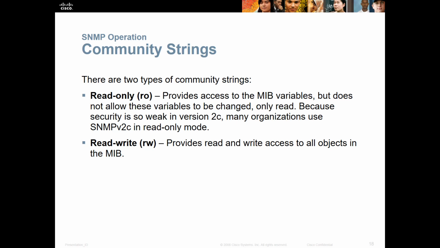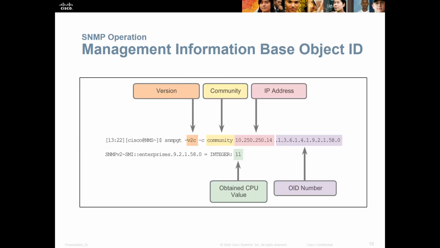All right, so let's go ahead and talk about a management information base MIB object ID. Here we have the SNMP get, the version, the community, the IP address, and the OID number. And then the return should be the obtained CPU value.